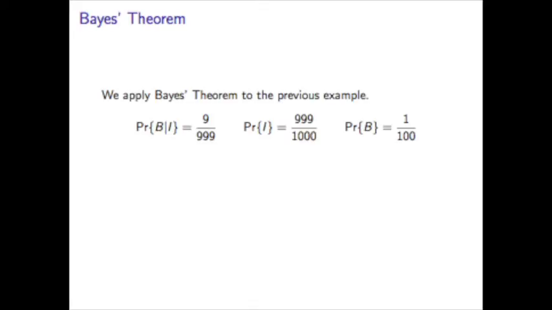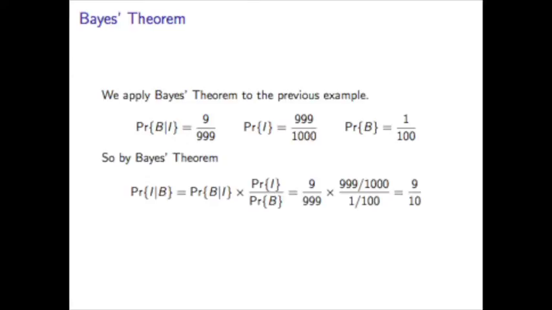We also know that the probability of a randomly selected individual being innocent is 999 out of 1,000, and that the probability of a randomly selected individual matching the blood group is 1 out of 100. So let's put these ingredients into Bayes' theorem. Bayes' theorem tells us that the conditional probability of I given B is equal to the conditional probability of B given I multiplied by the ratio of the probability of I divided by the probability of B. That's equal to 9 over 999 multiplied by the ratio of 999 over 1,000 divided by 1 over 100. And that turns out to be exactly equal to 9 over 10, just as we had arrived at earlier.